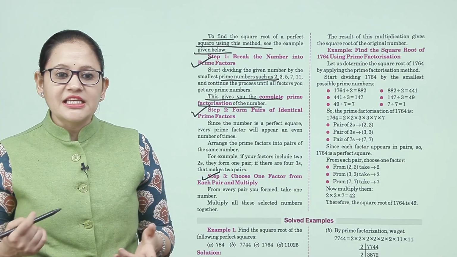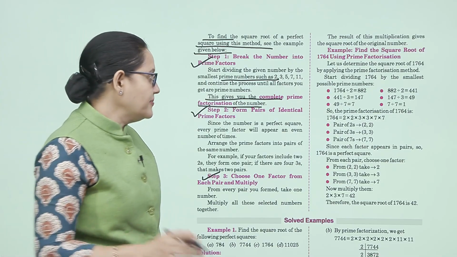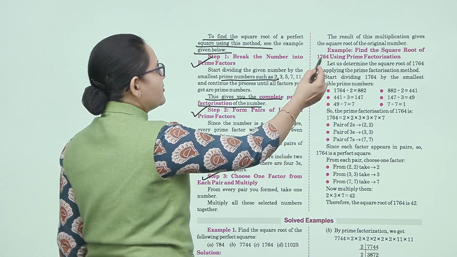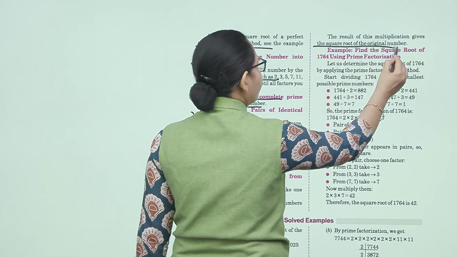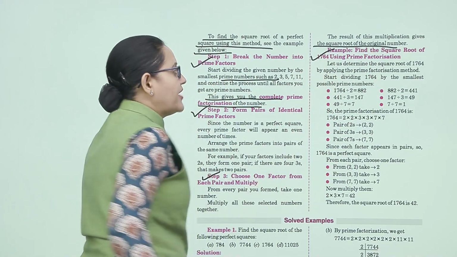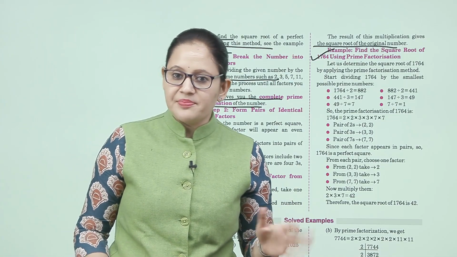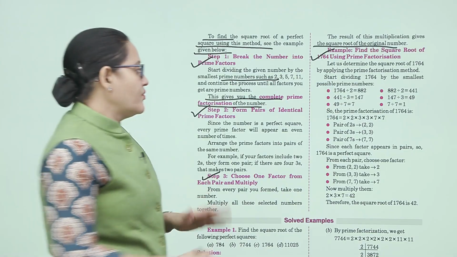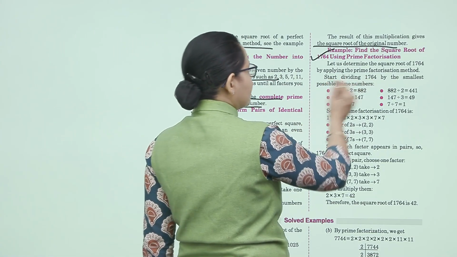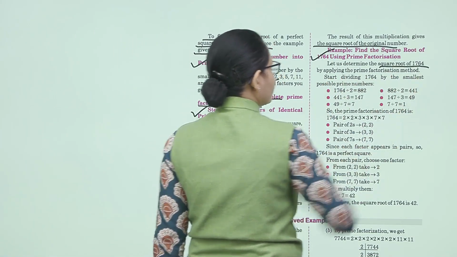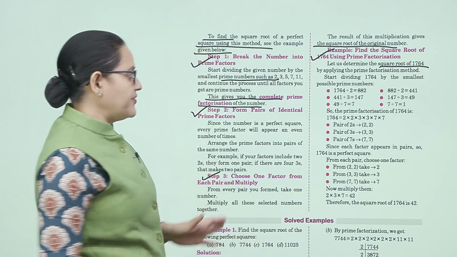Multiply all these selected numbers together. Clear? The result of this multiplication gives the square root of the original number. Example: find the square root of 1764 using the prime factorization method. First we will do the prime factorization. Let us determine the square root of 1764 by prime factorization.